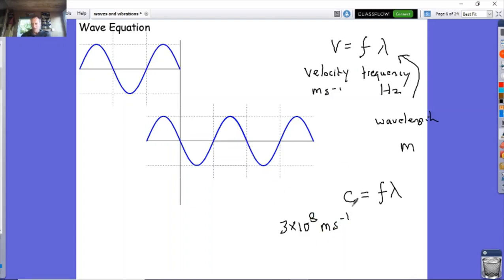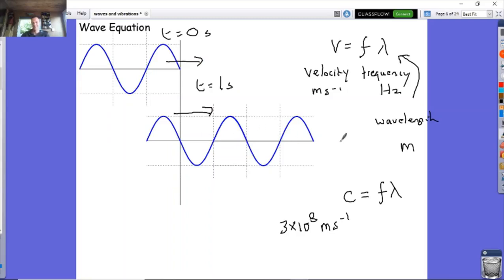That's true in a vacuum. If electromagnetic waves do not travel through a vacuum, they can change speed, but through a vacuum, they all travel at the same speed. Now, where this equation comes from: if you can imagine a wave traveling along like this, where time is equal to 0 seconds, and then I can have t equals 1 second.